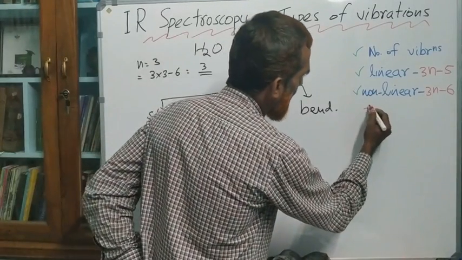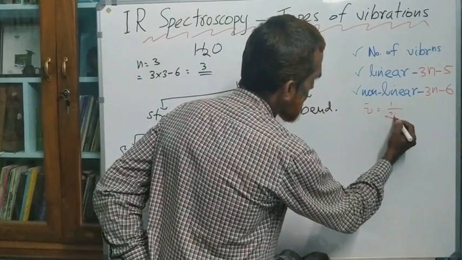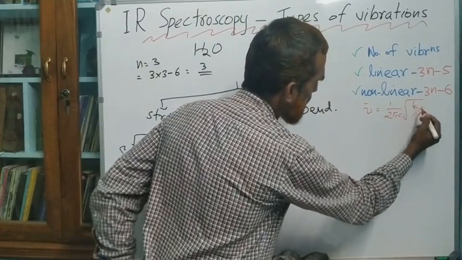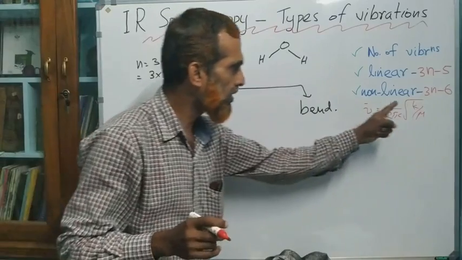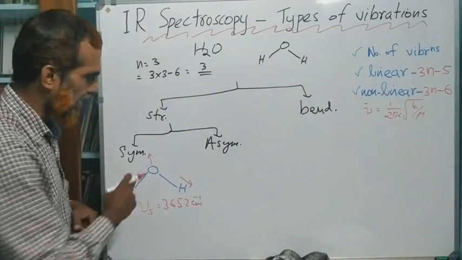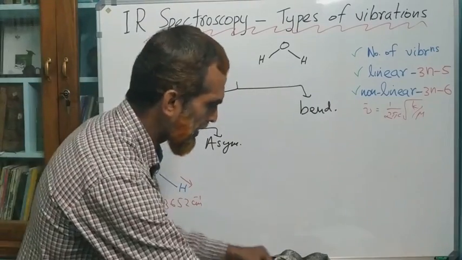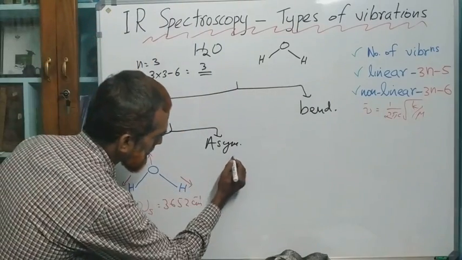Okay, so this value depends on 2 factors, as I said earlier. Frequency is given by 1 by 2 pi c root of k by mu. That is, k is the force constant, the strength of the bond, as well as mu is the reduced mass. It depends upon the atomic mass. And the next one is asymmetric stretching of water.